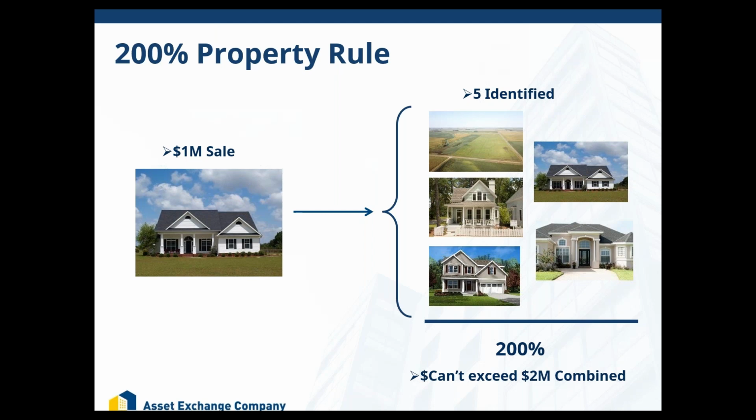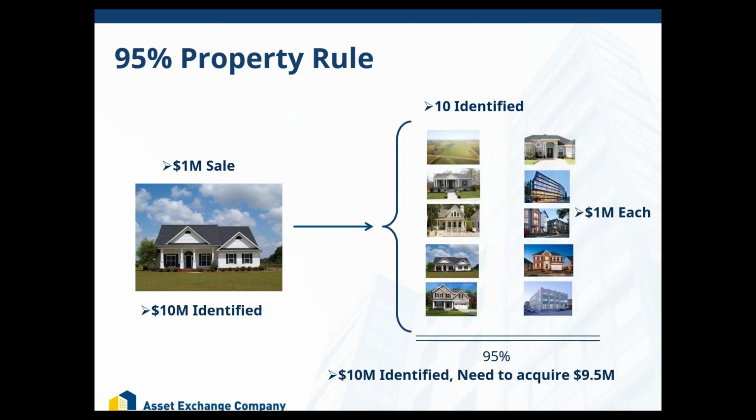So what does that mean exactly? Well, what that means is the combined purchase prices for all 5 of those properties cannot exceed $2 million. Now, you might be asking yourself, where's he getting the $2 million from, right? Well, we sold for $1 million, right? So 200% of that $1 million sales price, or 2 times that $1 million sales price, is how much? $2 million, right? So I think this one is pretty straightforward. Hopefully everybody gets it.